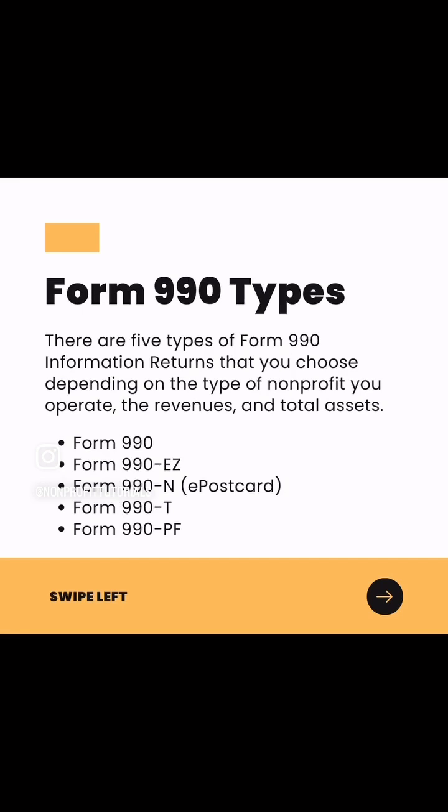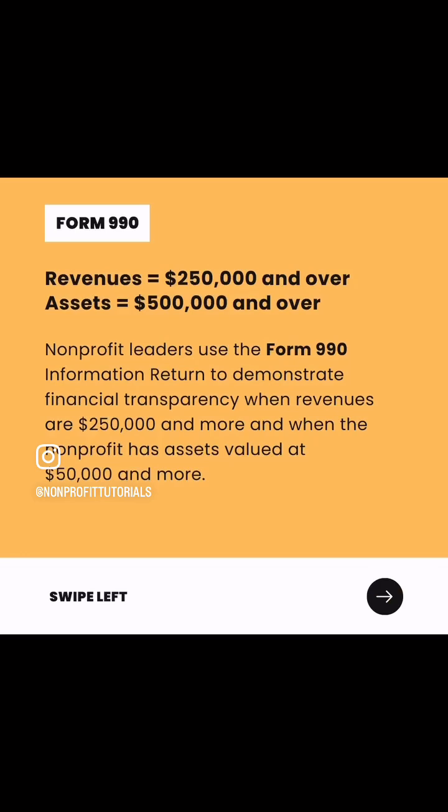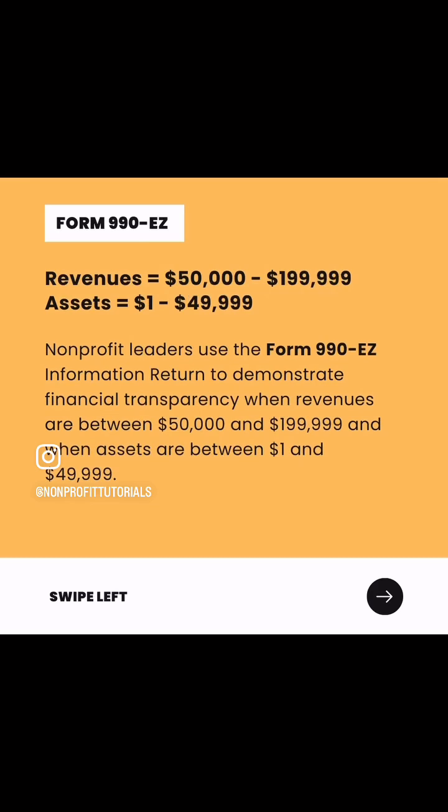There are different types of Form 990s. There are 5: the Form 990, the Form 990EZ, the Form 990N, the Form 990T, and the Form 990PF. And I'll share briefly when you should use each one of these types of Form 990s. The Form 990 is used when revenues are $250,000 and over and assets are $500,000 and over. That's the Form 990 that you should submit to report revenues that could be in the form of donations, grants, fundraising activities, or whatever, but this is what you use.